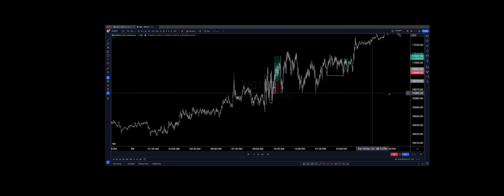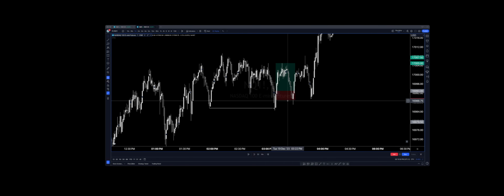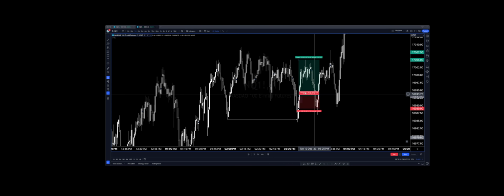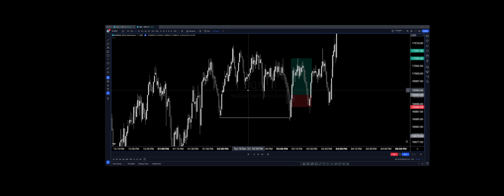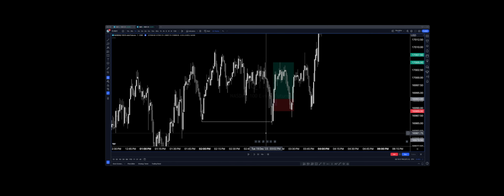Let me find another one. I think I marked one down here. Yep, okay, here we go. So another example here. For this example, what am I waiting for? A stop raid. Where are the stops at? All the traders who went long, where would they place their stop here? They would place it here. So what happens? Market comes down, takes out the stops, displaces right back up, and that's exactly what you want to see.